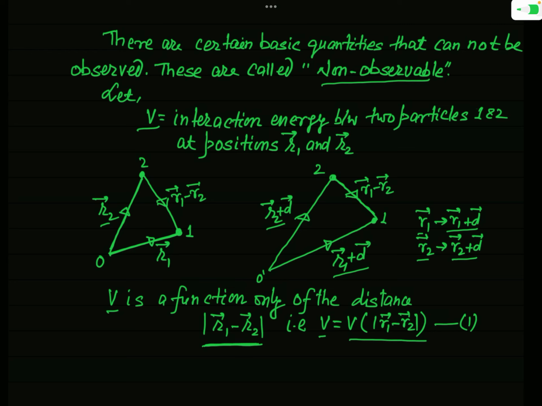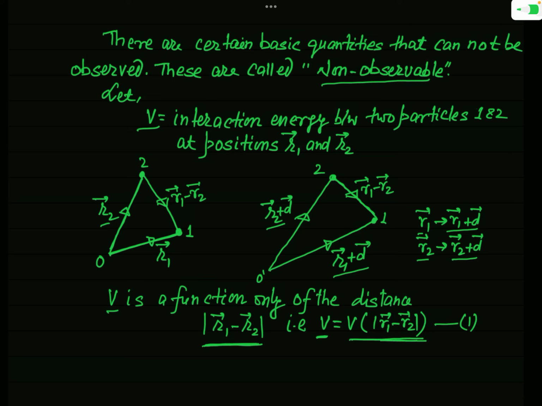So I have mentioned here that this V is simply equal to V of mod of R1 minus R2. So if you want to measure the interaction energy, you have to measure the separation between the two particles. And R1, R2 cannot be measured because these position vectors are not absolute. When we simply change the origin, the position vector changes. So we simply say that the position vectors R1 and R2 are non-observable.